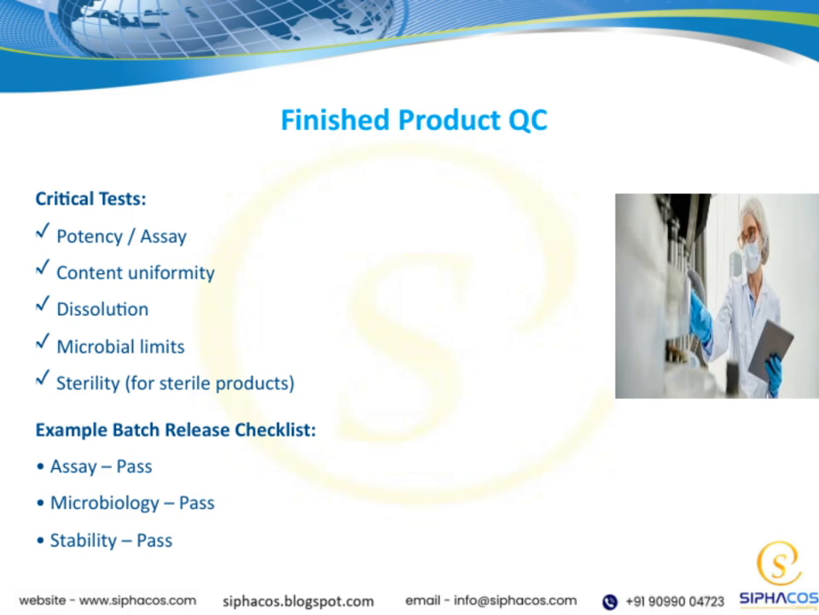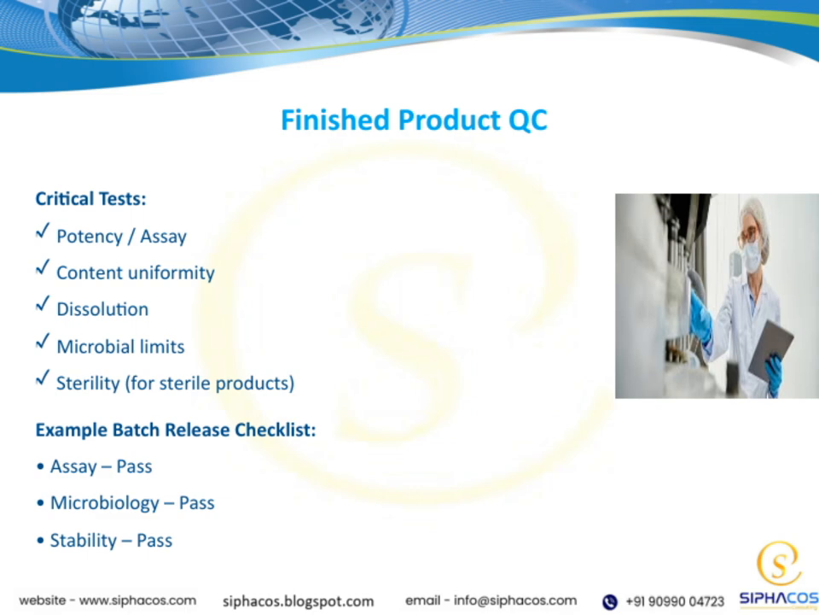Next, we check content uniformity, making sure each unit contains the right amount consistently. Dissolution testing is also essential. It confirms that the product releases its active ingredient properly. Microbial limits are tested to ensure the product is free from harmful microorganisms, and for sterile products, sterility testing is crucial to confirm no microbial contamination exists.